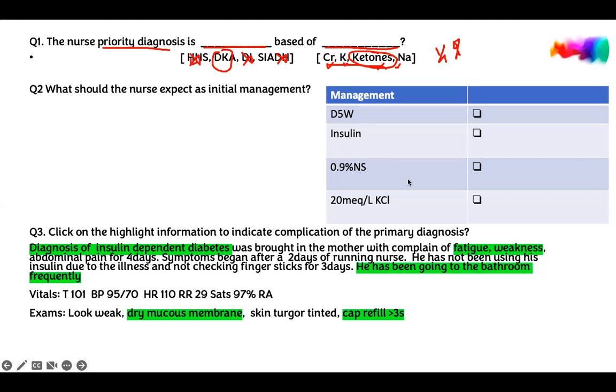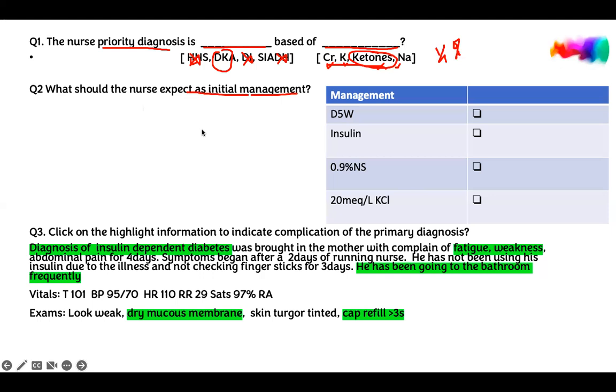It said, "This is the way I know. Everything I know about DKA, I'm bringing it, no matter how they present it, either in the table form or just regular question." What should the nurse expect as initial management? You know what the management of DKA is.